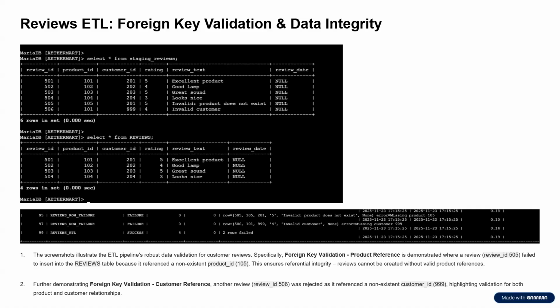Reviews ETL. So again, I have two rows which were faulty. Product does not exist for 505, and there was an invalid customer for 506, and I see that two rows failed. These were the two rows 505, 506 with the same error being logged.